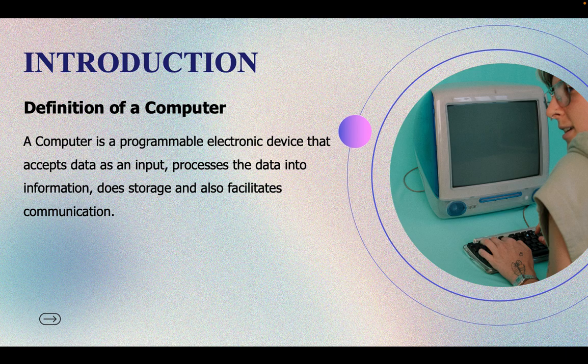What is a computer? A computer is a programmable electronic device that accepts data as an input, processes the data into information, does storage, and also facilitates communication. Other books also explain a computer as an electronic machine that takes in data, processes it, and gives out information. It can store, organize, and manage data quickly and accurately. Simply put, we can say computers help us to solve problems and perform tasks with speed.